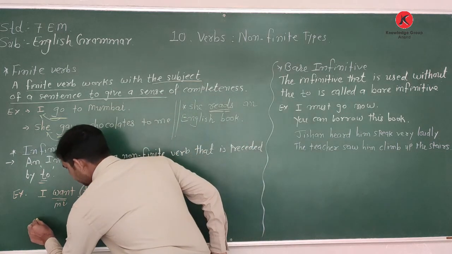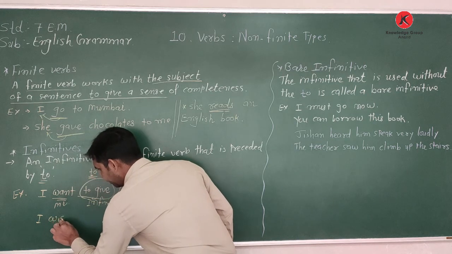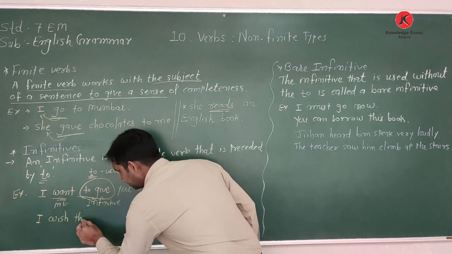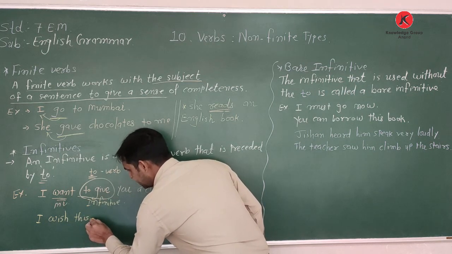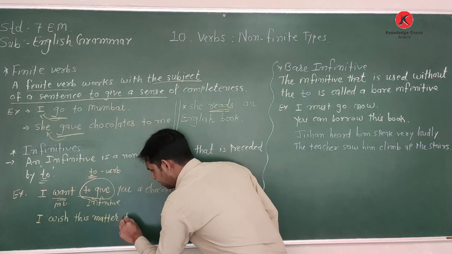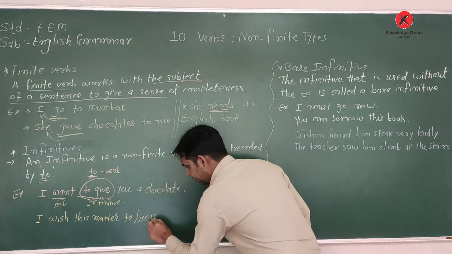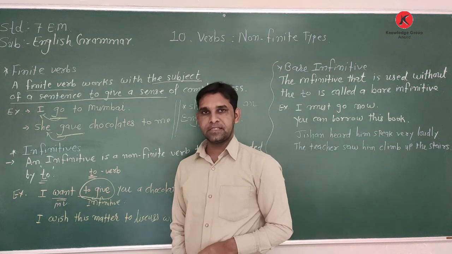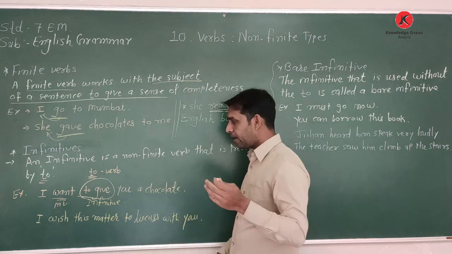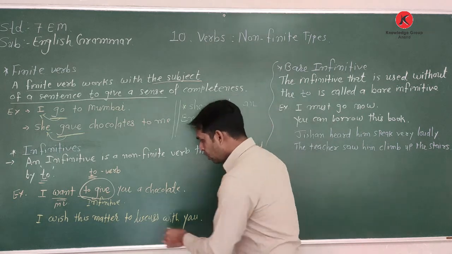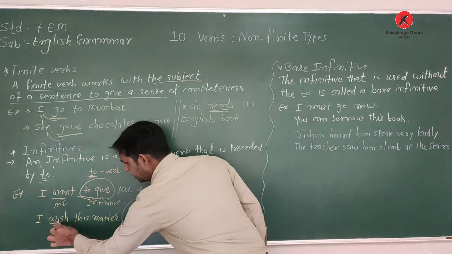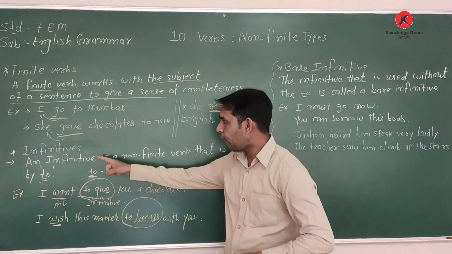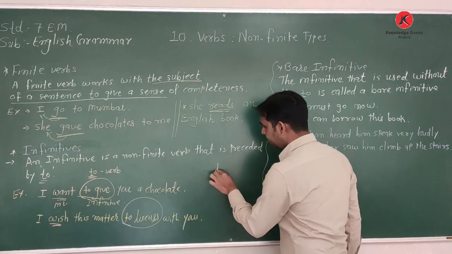Then the second example: I wish this matter to discuss with you, or else I wish to discuss this matter with you. So here wish is the main verb, and then to discuss is called what? Infinitive. We use the infinitive with to.